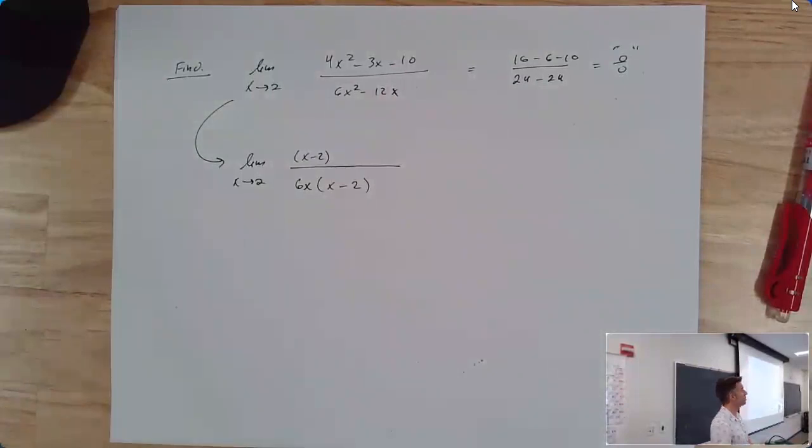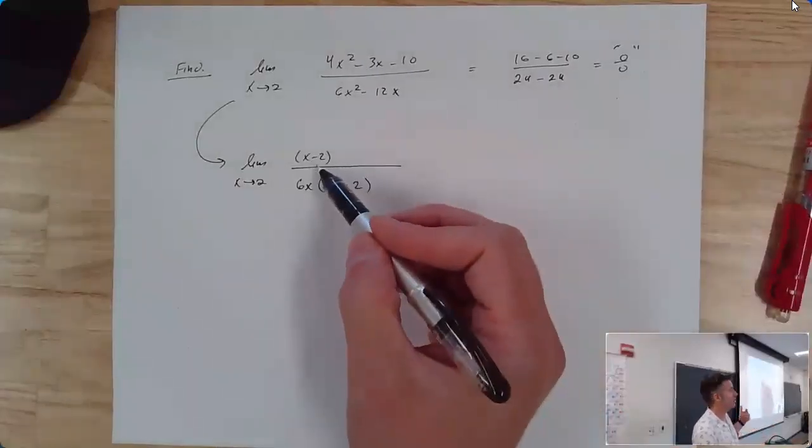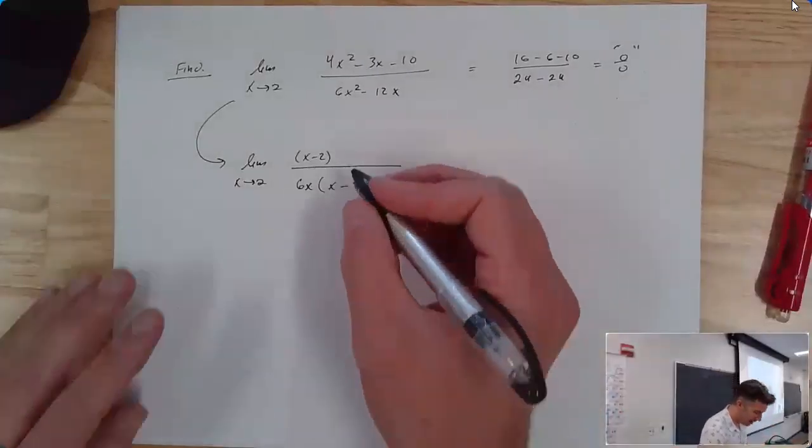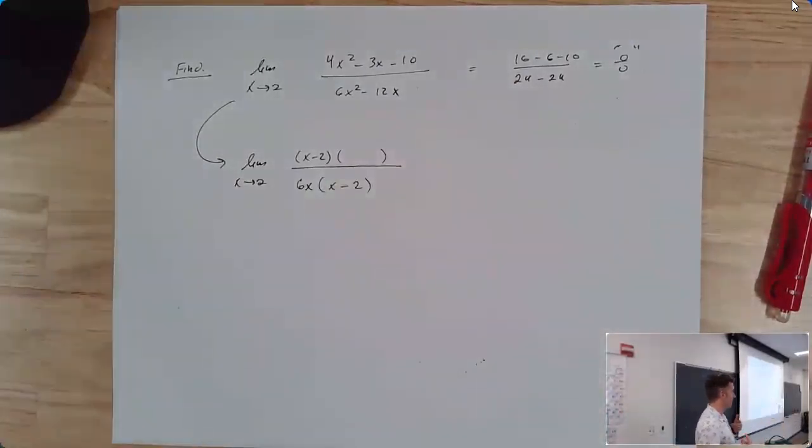Why do I know that? Because when I plugged in 2 to the top, I got 0. That's like the fundamental theorem of algebra. If you plug a number into a polynomial and you get 0, that means x minus that number had to have been a factor. That's all I'm doing here. I plugged in 2, I got 0, so x minus 2 has to have been a factor. And then we can work out backwards what the other pieces have to be.